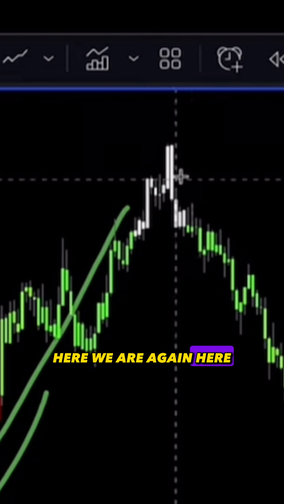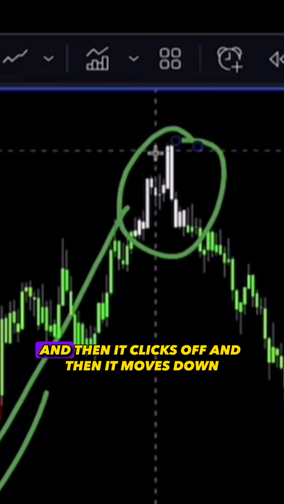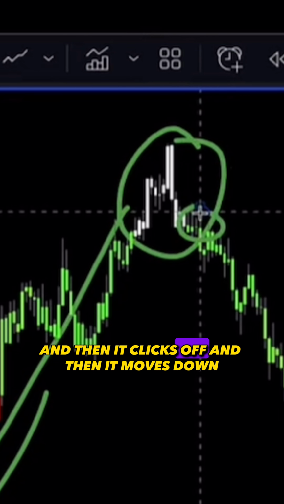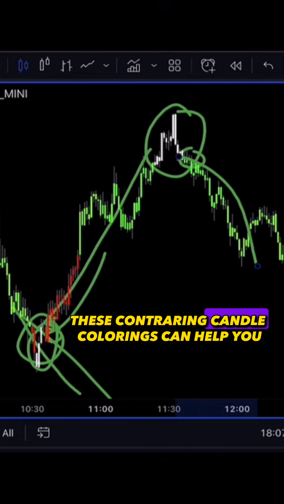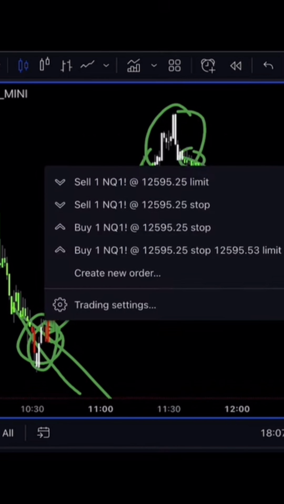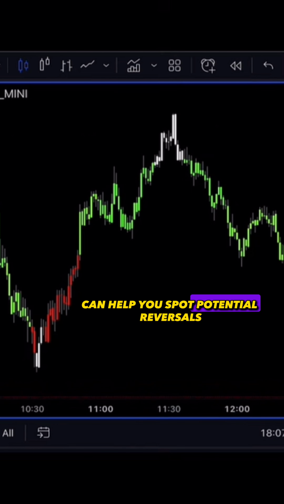Here we are again here. And then it clicks off, and then it moves down. You see that? So these contrarian candle colorings can help you spot potential reversals.